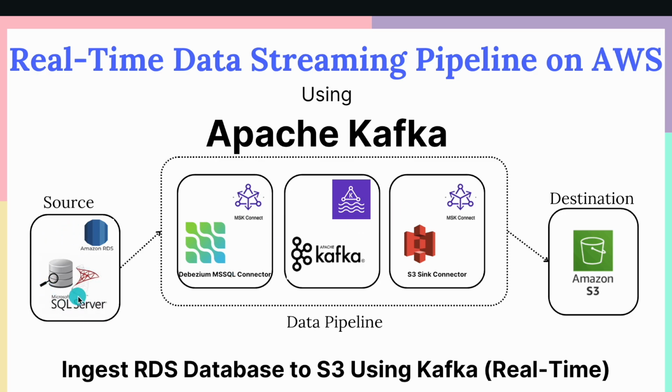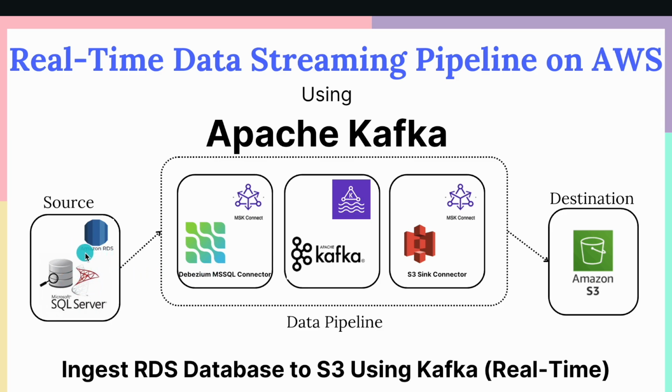Our source is SQL Server, which is hosted on Amazon RDS. Let's assume that we will be getting some changes onto this SQL Server. These changes will be streamed to Apache Kafka. We will run Apache Kafka on AWS MSK, or Managed Streaming for Kafka, which is an AWS service for running Apache Kafka on AWS. It's a fully managed service and it's very easy to use, and you can run Apache Kafka in a matter of minutes without doing any extra configurations.